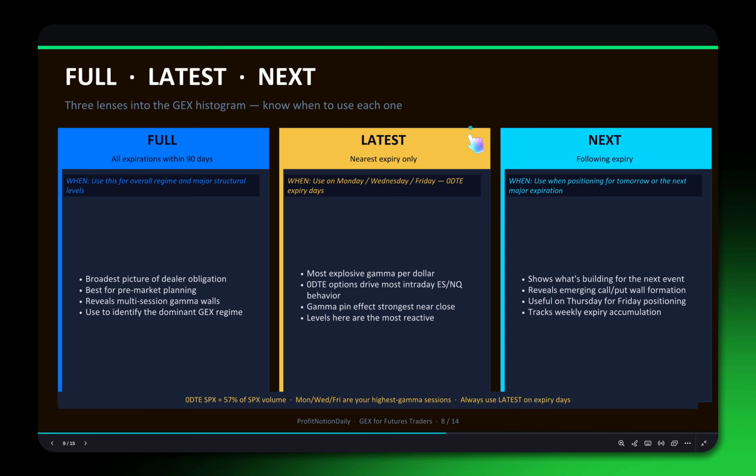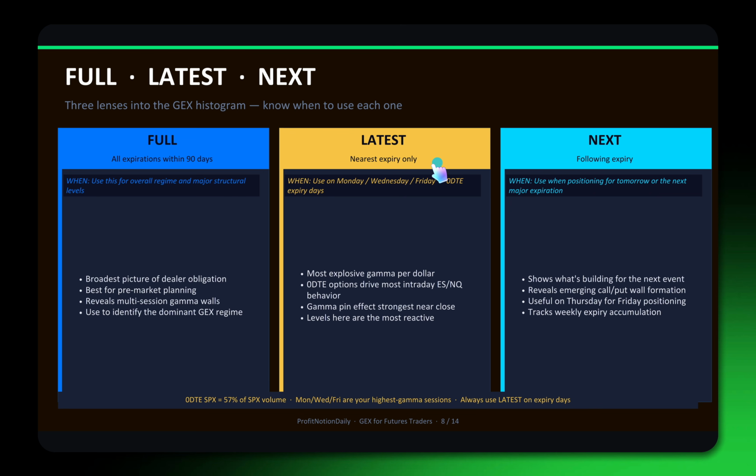And another thing to keep in mind is the time frame for the expiry of the options for the GEX levels. So GexBot offers 3 types of time frames. They offer a full, so this is like all expiry within 90 days. They offer latest, so this is going to be 0 DTE, so everything expiring today mostly. And then they have next, which is like the next week, next day type of thing.